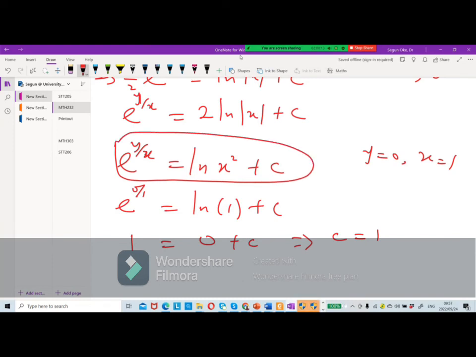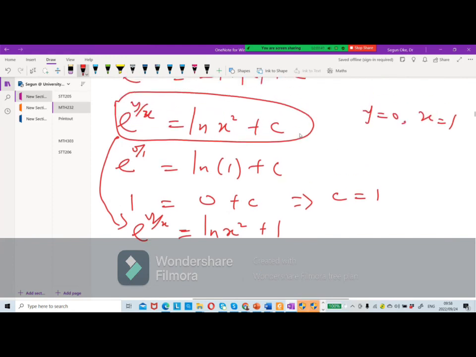You agree with me? Do you agree with me that we can work with that? Yes. Since you know your c to be 1, all you need to do is say exponential y/x is equal to ln s squared plus 1. So what is y? How do we take y? Y is 0. We take ln of. How? Our exponential should cancel the ln. Yes.